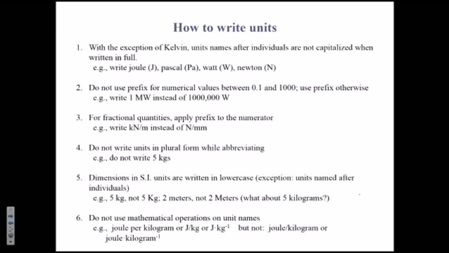But that begs the question, fine, we know the prefixes, but what are the rules? How do we really write those units? When should we use the prefixes? Okay? So once you know these rules, you will be able to rewrite the summary of that question that I presented to you, right? And you will be able to see what are the things that are wrong with it. So these are rules. Number 1, with the exception of Kelvin, unit names after individuals are not capitalized when written in full. Okay? So if you want to write joule in full, you're not going to make this J uppercase. Now you may say, hey, is that really that important? Yes. This is part of your communications.